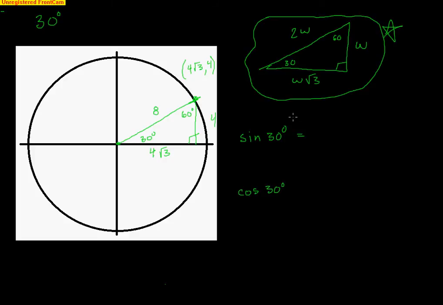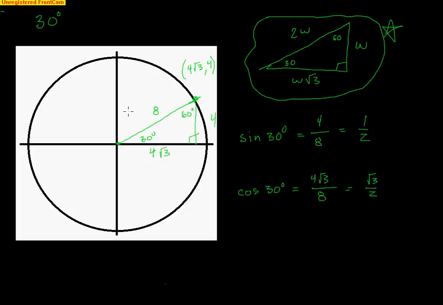Well, let's see. Sine is the y value, 4, divided by the hypotenuse, or the r value, the radius. Again, I keep calling it the hypotenuse and the radius. It's the same thing. Hypotenuse is the radius. 4 divided by 8 is 1/2. Cosine of 30 degrees is going to be the x value, 4 radical 3, divided by the radius of 8, which reduces to radical 3 over 2. So once again, sine of 30 degrees is 1/2. Cosine of 30 degrees is radical 3 over 2.